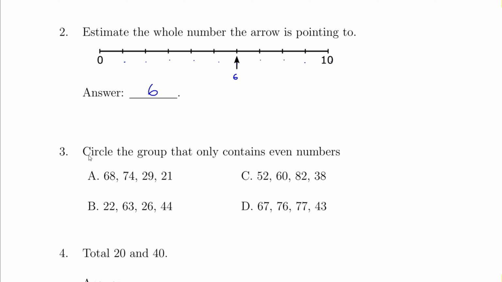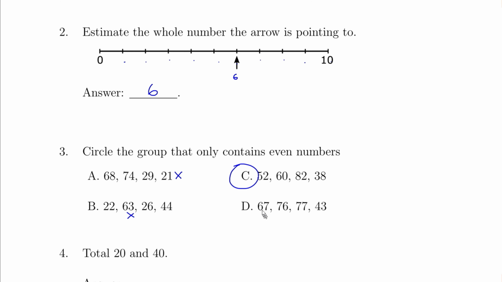What about number 3? Circle the group that only contains even numbers. Let's check. If they have odd numbers, then we cross this out. I spot an odd number here, so we cross this out. It's not an option. Let's check B. I spot 63. It's an odd number, so we cross this out as well. Let's check option C. Is 52 even? 60 is even. 82 is even, and 38 is an even number. Everything is an even number, so this must be our answer.